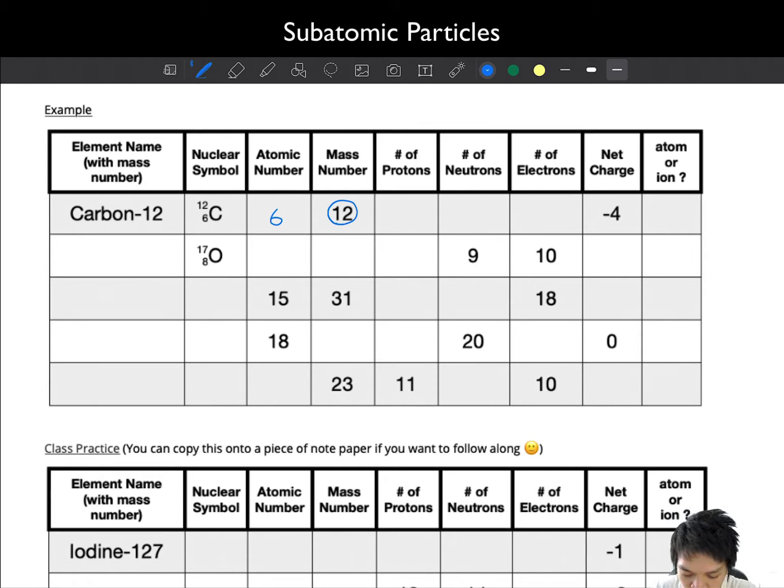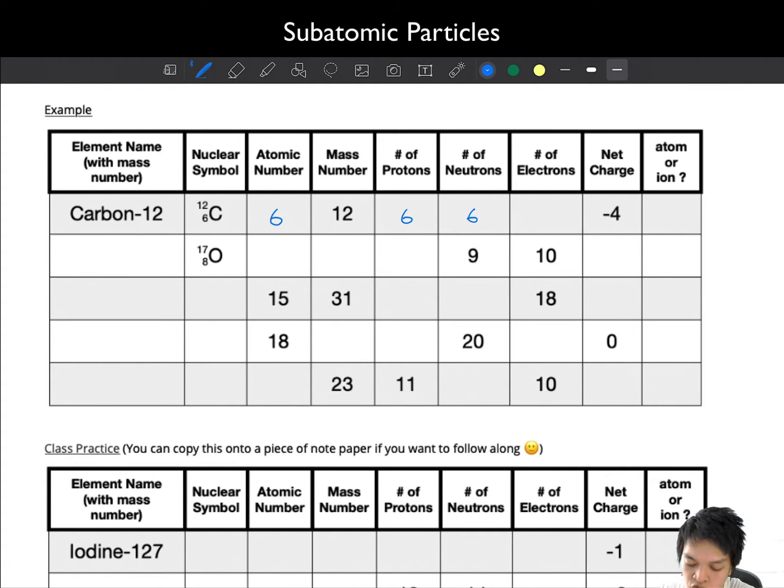Mass number is 12. It makes sense because of these parts right here. Those are also mass numbers. We're looking for the number of protons. Now remember, protons is the same thing as the atomic number. Now we're looking for the number of neutrons, my mistake. We're looking for the number of neutrons. And here the thing is, I know that protons plus neutrons is the mass number, meaning 6 plus something equals 12. That something has to be 6. Okay, 6 plus 6 is 12.